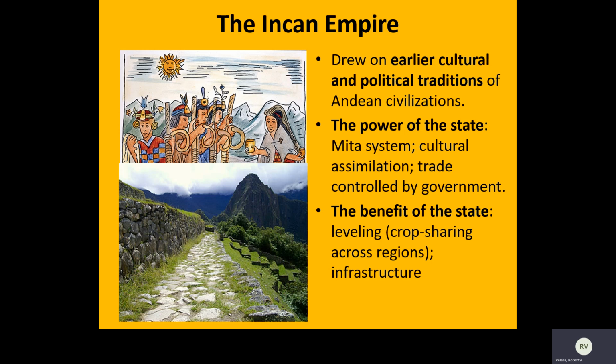What were the benefits of being part of this overbearing, powerful state? One was crop sharing. I mean, the empire was so vast that they could easily move crops from one place to another and eliminate starvation. Even if there was a drought in the north, there were crops in the south, and they would move them around. How would they move crops around? On really boss roads like this one.